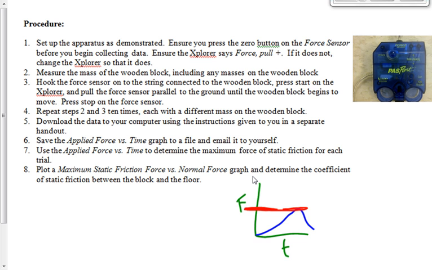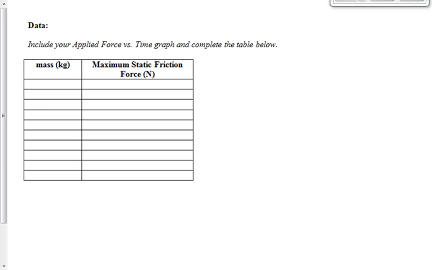So you've done one trial. Change the mass, therefore the normal force. See what the new force of static friction is. Change the mass again, therefore the normal force. See what the new max force of static friction is, and so on and so on.